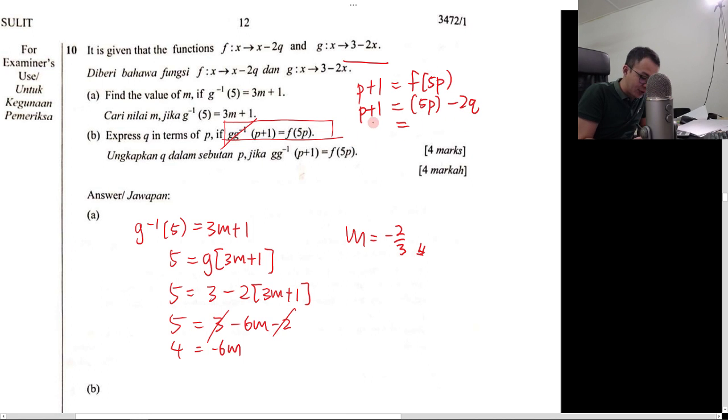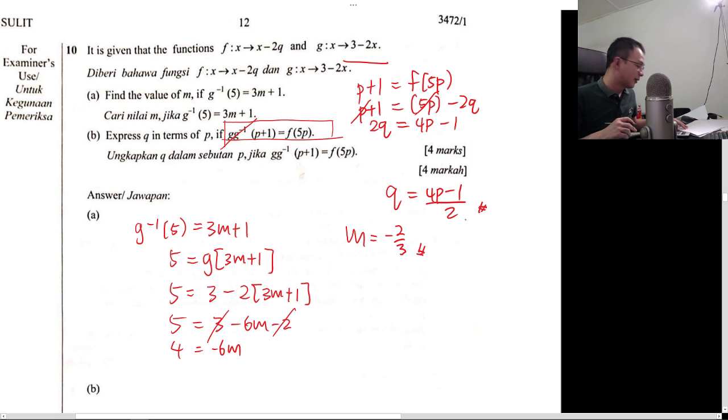I'm going to move my 2q to the other side, become positive 2q. 5p minus 1p, I will get 4p. And 1 I will move to the other side, minus 1. So q is just (4p minus 1) over 2. Alright, it should be quite easy here. I hope you can understand.